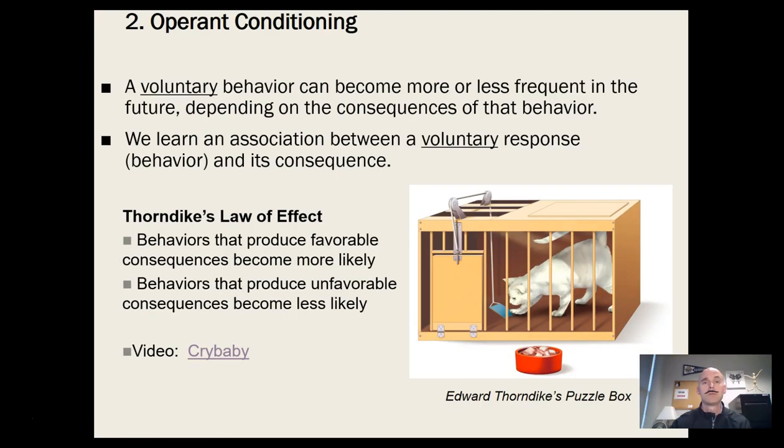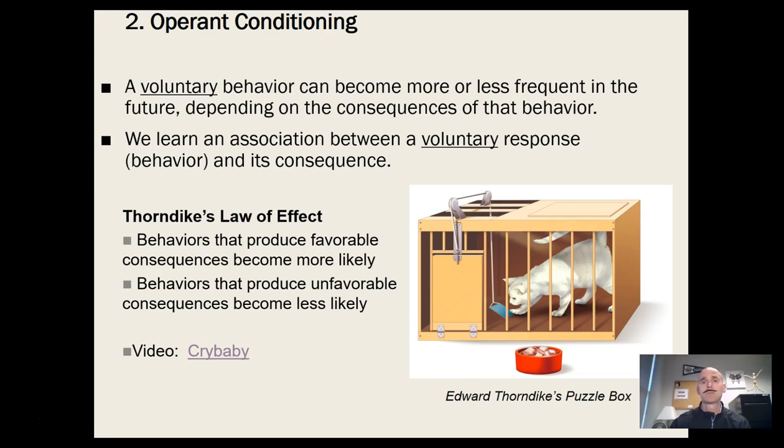Hopefully you read about Edward Thorndike's research with the puzzle box and the cats. If you haven't, read about that, or you can check out the video I posted in Blackboard that summarizes his research. But basically, through a process of trial and error, the cats had learned that certain behaviors caused the consequence of getting out of the puzzle box, and also access to food. And if you're a hungry cat, that's a pretty good consequence. So because certain behaviors produced certain consequences, it affected those behaviors.